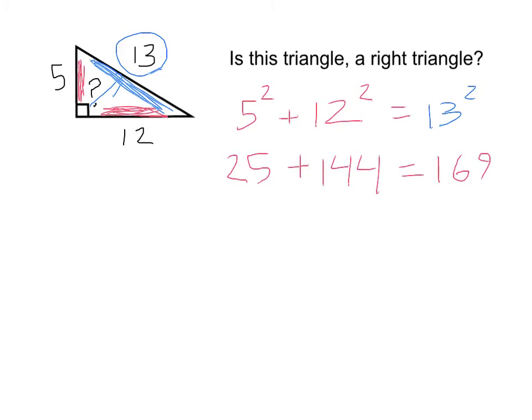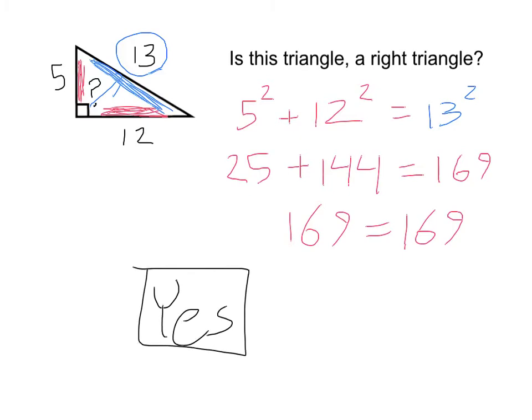169. So we add 25 to 144, and we get, that's 160, and then 5 plus 4 is 9, so we get 169 equals 169. Now in this case, it did work out that 169 is 169, so the Pythagorean theorem in this triangle works, so the answer would be yes. This is a right triangle.